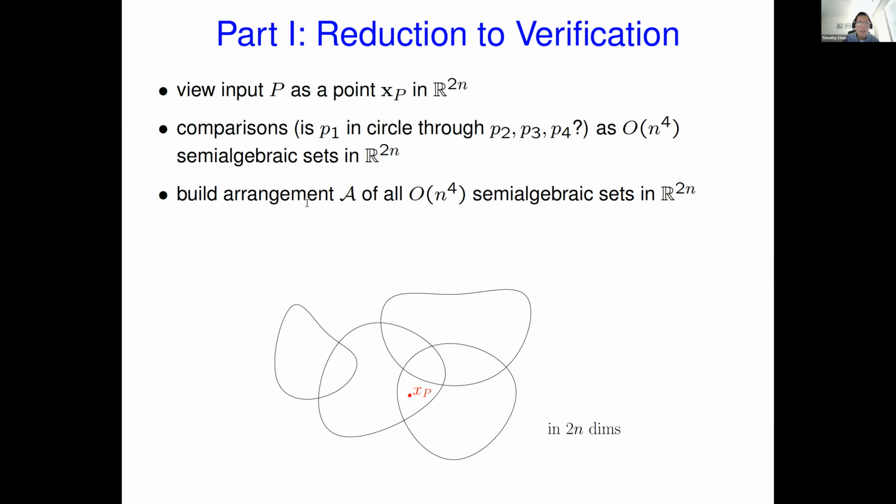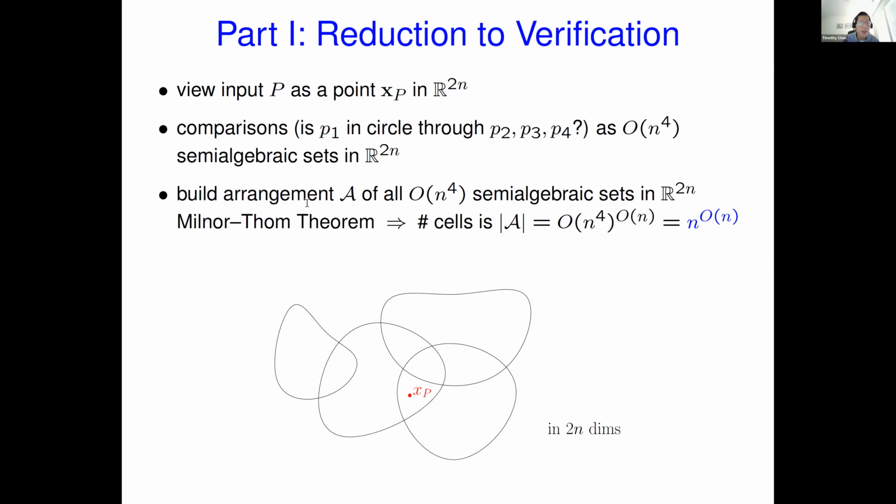Well, a naive upper bound would be 2 to the n to the 4th, but by the famous theorem by Milnor and Thom, the number of cells is actually upper bounded by a smaller quantity, namely the number of sets raised to a power proportional to the dimension. So in our case, it will be n to the order n. And this fact will be extremely important for us, so remember this. As a first step, we're going to pre-compute this high dimensional arrangement.